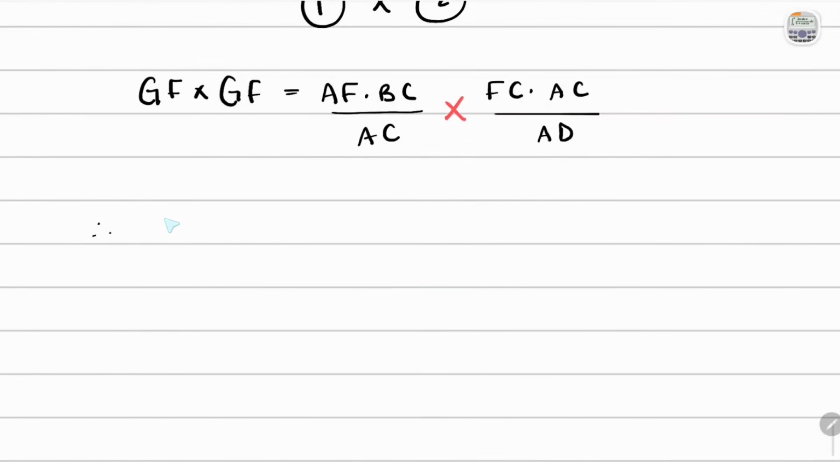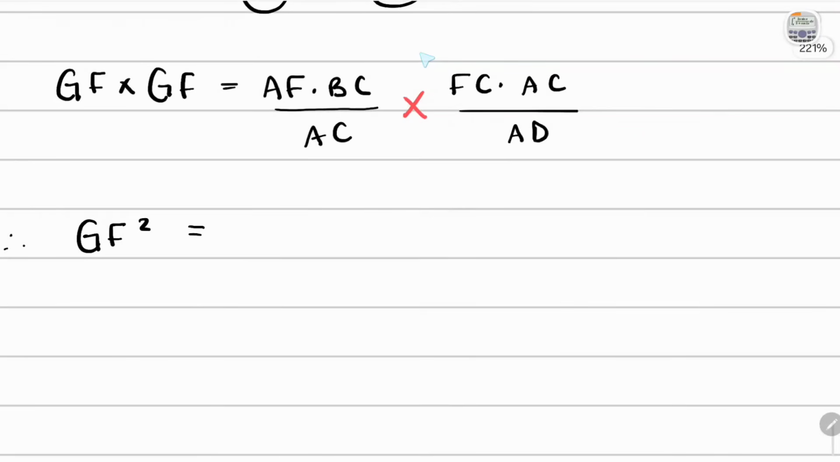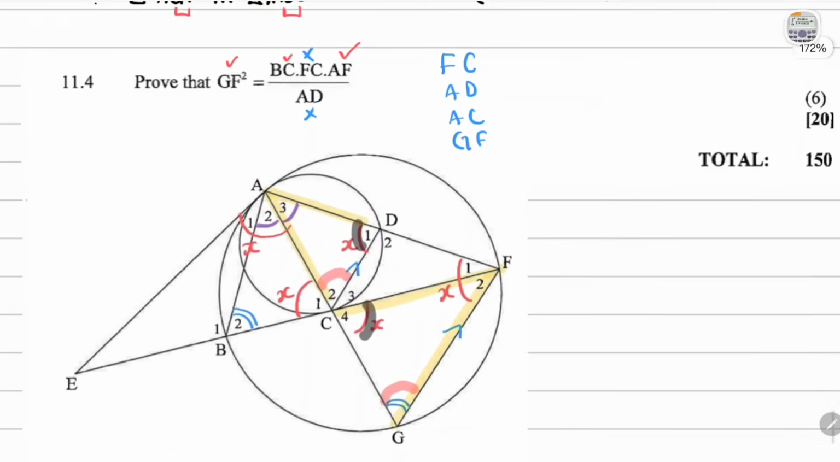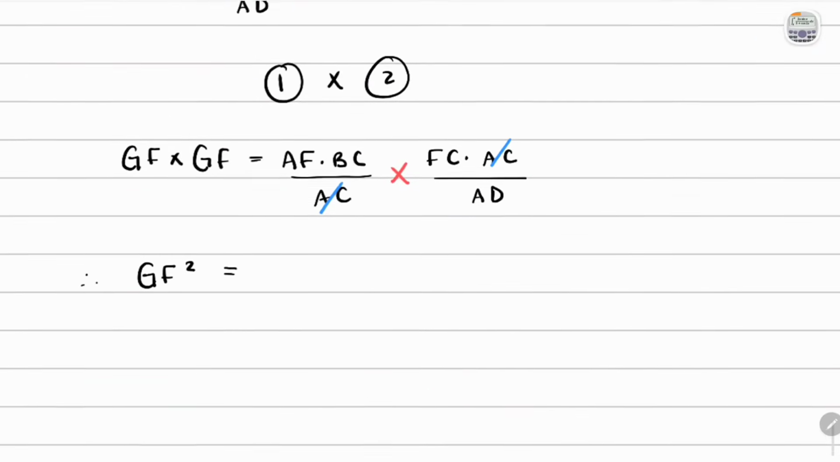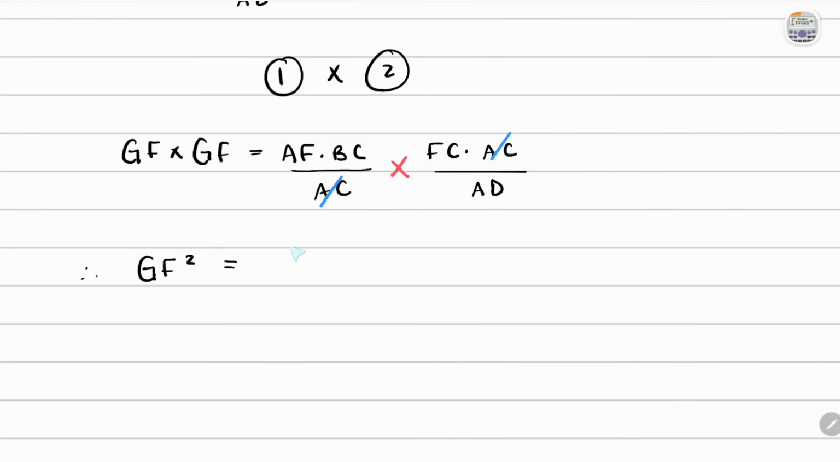So this is therefore equal to, so we have GF squared is equal to, and you see here that AC, the AC that we were trying to get out, by adding another AC that would be in the numerator, we would cancel that, okay, because they would multiply. And then now we can just put it in the same order because now we have the same things. So we have BC, FC, AF. So there's BC, there's FC and AF. So we'll say BC times FC times AF all over AD. And that is our answer.